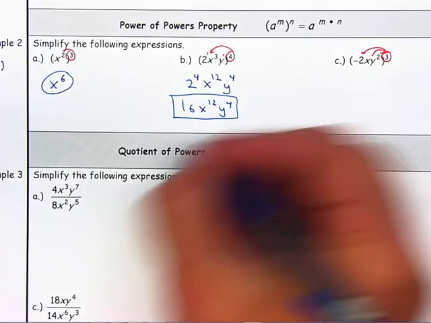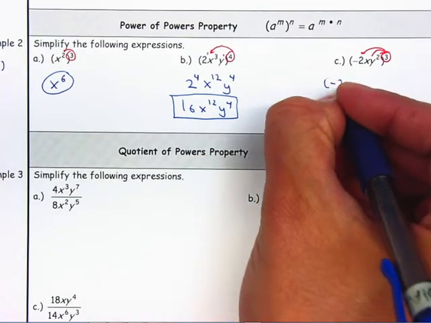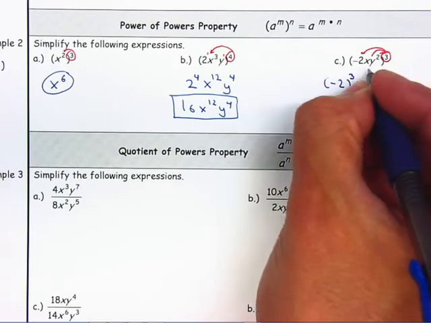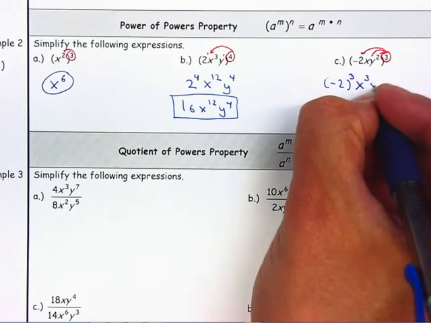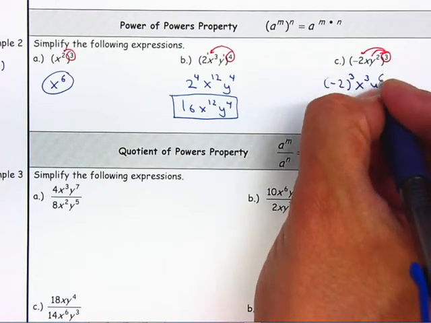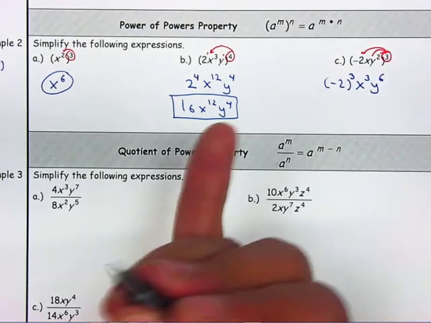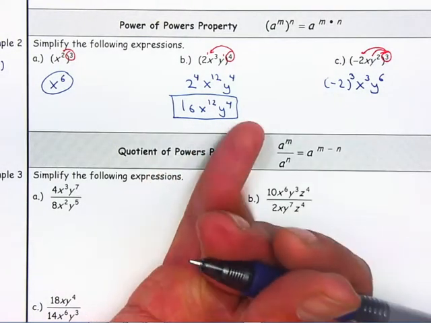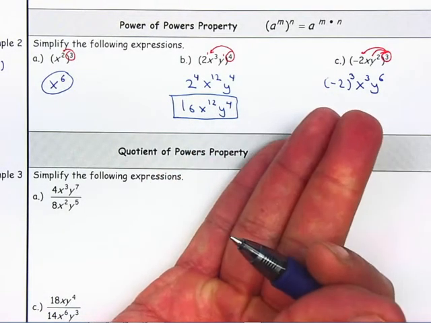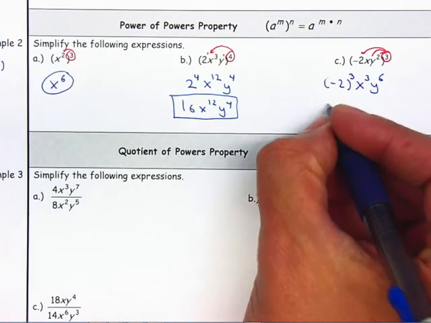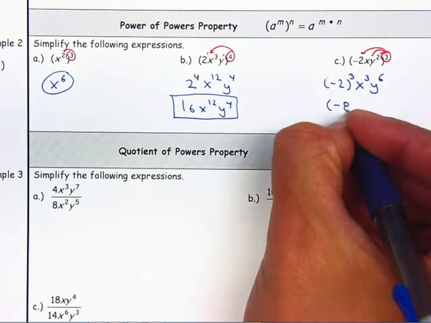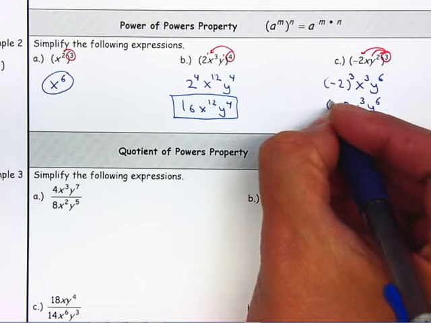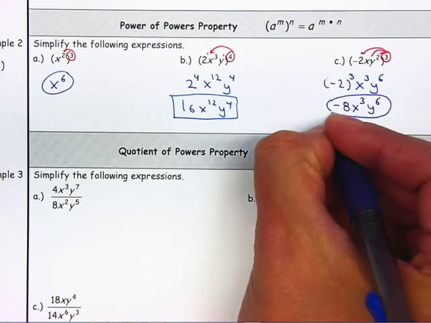When it takes over the negative 2, this will be negative 2 to the third power, x to the third power, and y, 3 times 2 will give us a 6. So it'll be negative 2 times negative 2 times negative 2. Negative 2 times negative 2 is 4, times negative 2 will give us a negative 8. So it'll be negative 8, x to the third power, y to the 6. And this will be your answer.